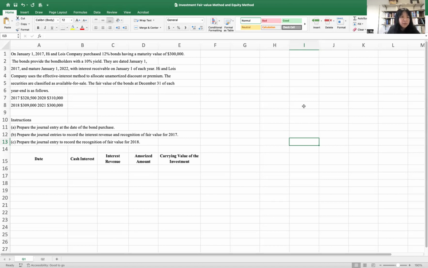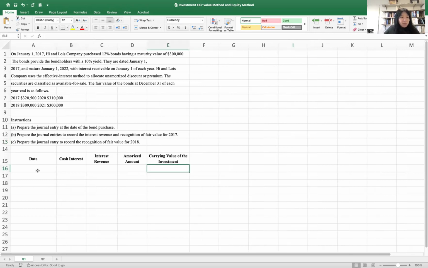This question asks you three things. First, what's the journal entry at the date of bond purchase? To do a journal entry like this, we need to know how much the company actually paid for this investment. Or in other words, we want to know the present value of this bond investment. Here, we need to create an amortization table.